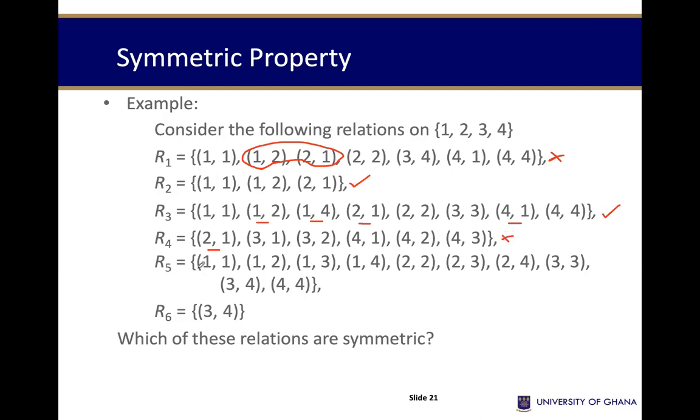Now I come to R5. 1 is related to 2, which is okay. Only 2 is related to 1. I cannot see 2 is related to 1. So of course, this one is not symmetric. Then of course, when I come here, 3 is related to 4. I don't see 4 is related to 3. So this is also not symmetric. So for the symmetric ones, I only have R2 and then R3. These are the symmetric ones.